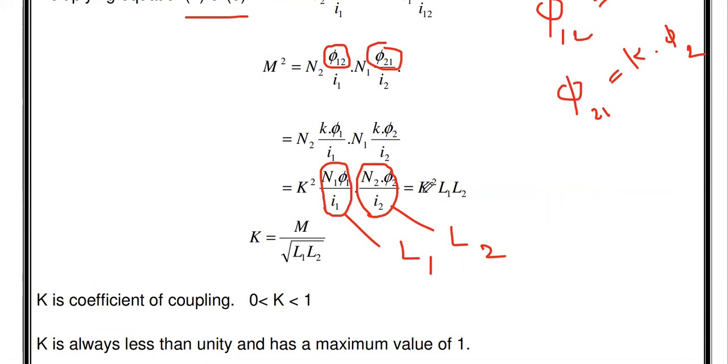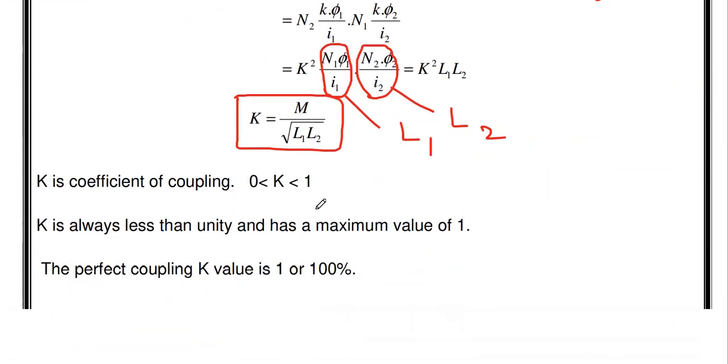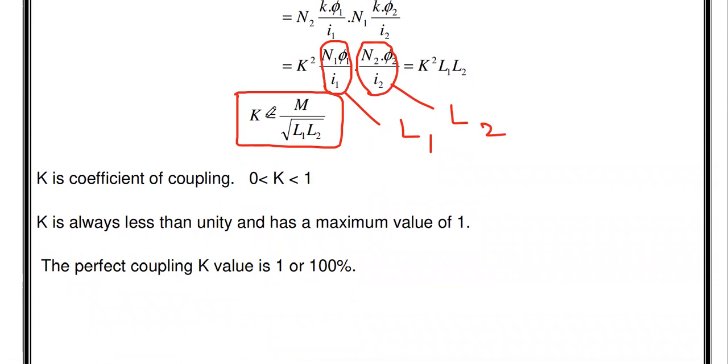So we can write K squared into L1 L2. So M squared, the square of the mutual inductance, is equal to K squared into L1 L2. Taking the square root on both sides, we get M equal to K into square root of L1 L2. So from that, the coefficient of coupling K equals M divided by square root of L1 L2, where K is the coefficient of coupling, M is the mutual inductance between the two coils, L1 is the self-inductance of the first coil, and L2 is the self-inductance of the second coil. This formula relates the coefficient of coupling, mutual inductance and self-inductance.